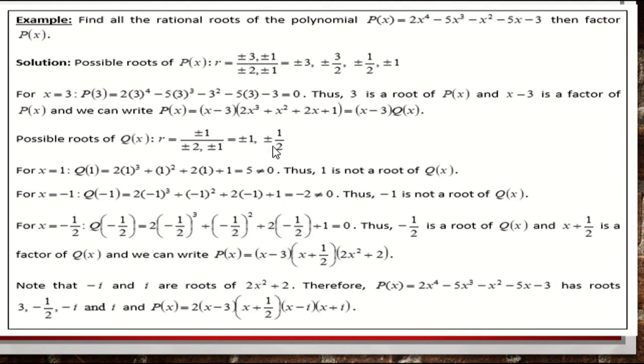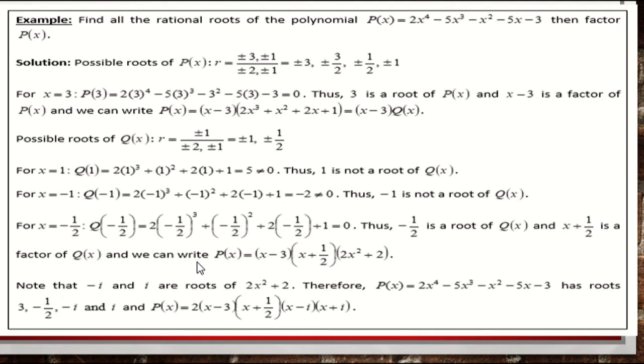Then let us try negative 1 half. Substituting negative 1 half for each x, the result is 0. Okay? So, thus, negative 1 half is a root of q of x. And since it is negative 1 half, the factor is x plus 1 half. Earlier, 3 gave 0, so x minus 3. Here, it is negative 1 half, so x plus 1 half is a factor of q of x.